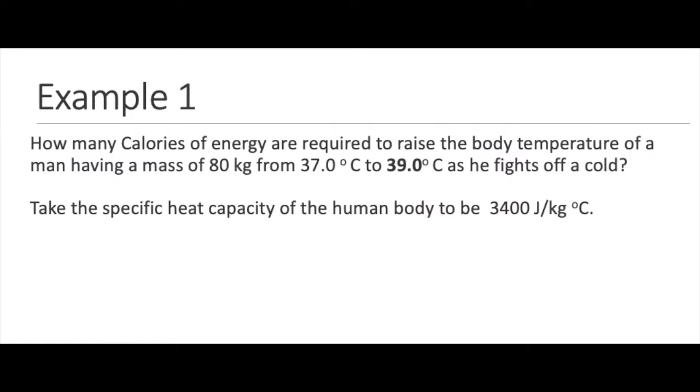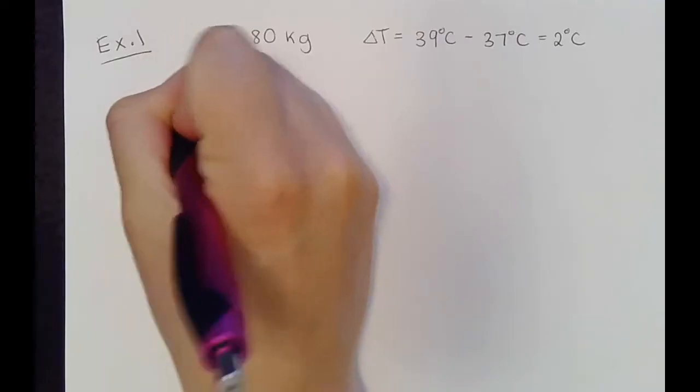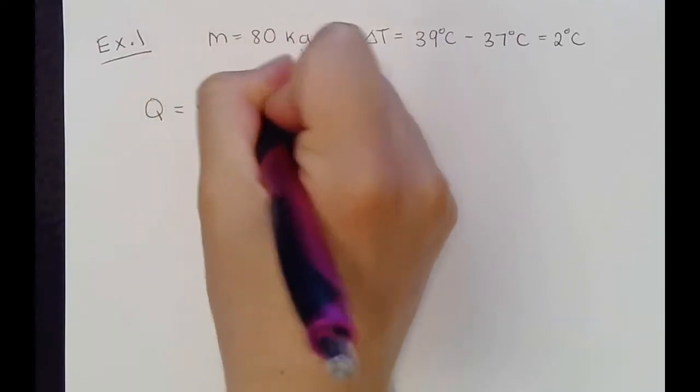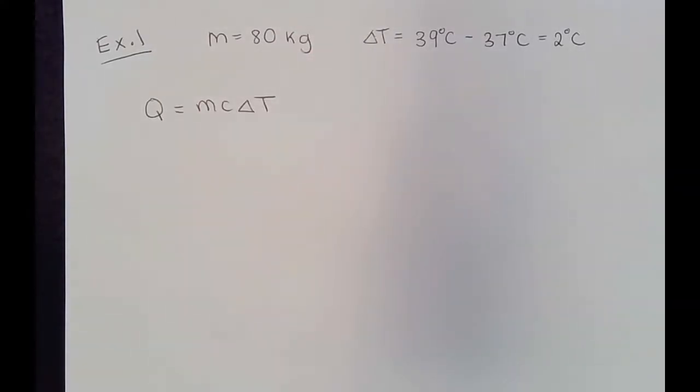Example 1: How many calories of energy are required to raise the body temperature of a man of mass 80 kilograms from 37 degrees to 39 degrees as he fights off a cold? Take C equals 3,400 joules per kilogram degree Celsius. All right, this is really just a simple Q equals mc delta T question. So we'll plug into this formula here.